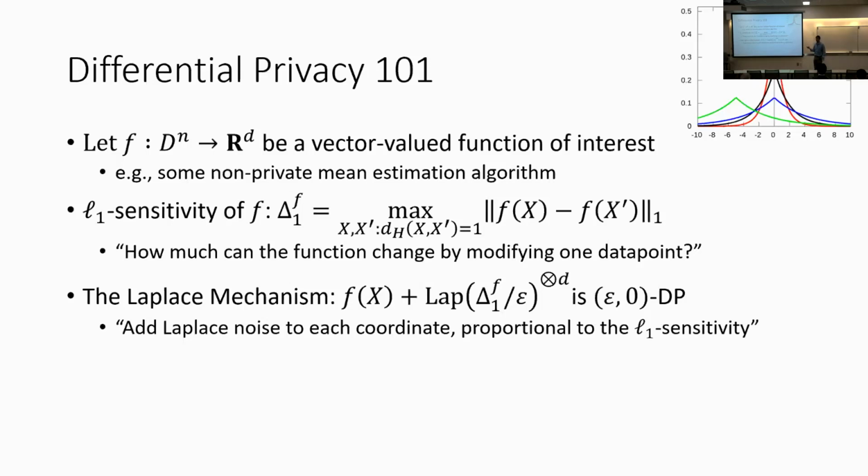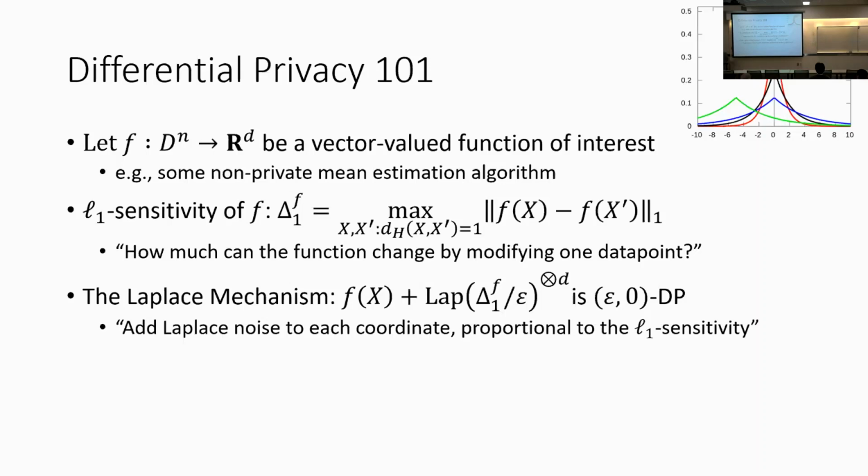There are other things which imply it as well. We'll see Gaussian noise also works with slightly different things, but essentially it matches the definition. Great. Any other questions? Cool. So this is the first algorithm you'll learn in differential privacy.